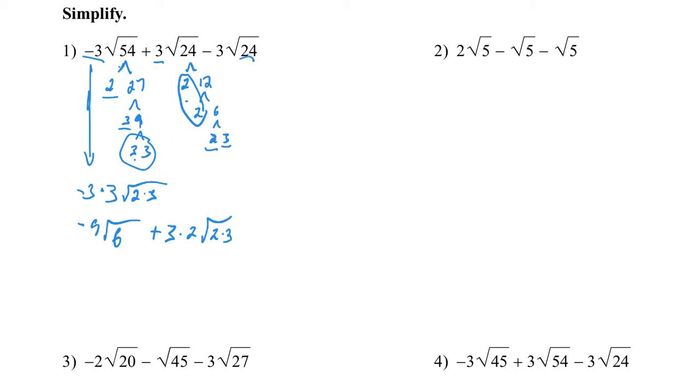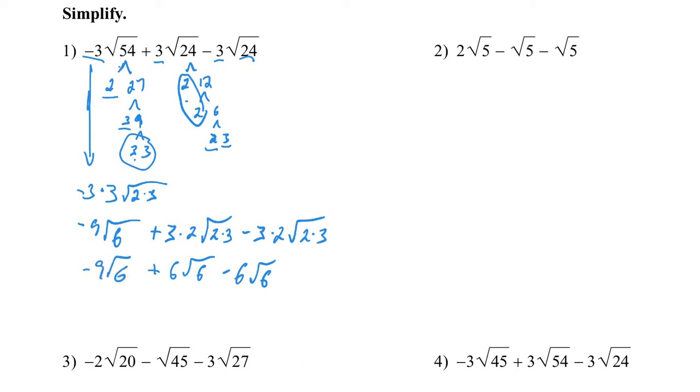The other one, we have the same thing, right? 24, so it's going to factor the same as the first one. So I'm just going to drop down the negative 3 that was in front, and then put the pair of 2s in the front, and then a leftover 2 with a leftover 3. Okay, then we can multiply everything that we can multiply here. So we have 6 radical 6 minus 6 radical 6, and drop down that negative 9 radical 6.